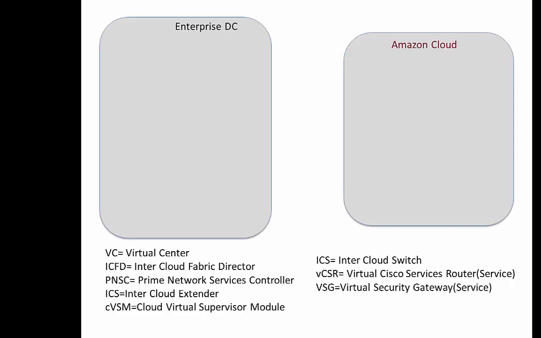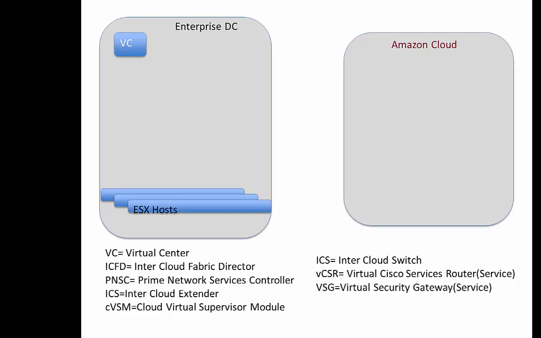On the right side is Amazon cloud. Now on your left side, what do you have? You have your vCenter, you have your ICFD, meaning once you deploy it, then you deploy your PNSC, ICS, and CVSM. On the right side is your ICS, switch, CSR, and VSG. That's the optional services component.